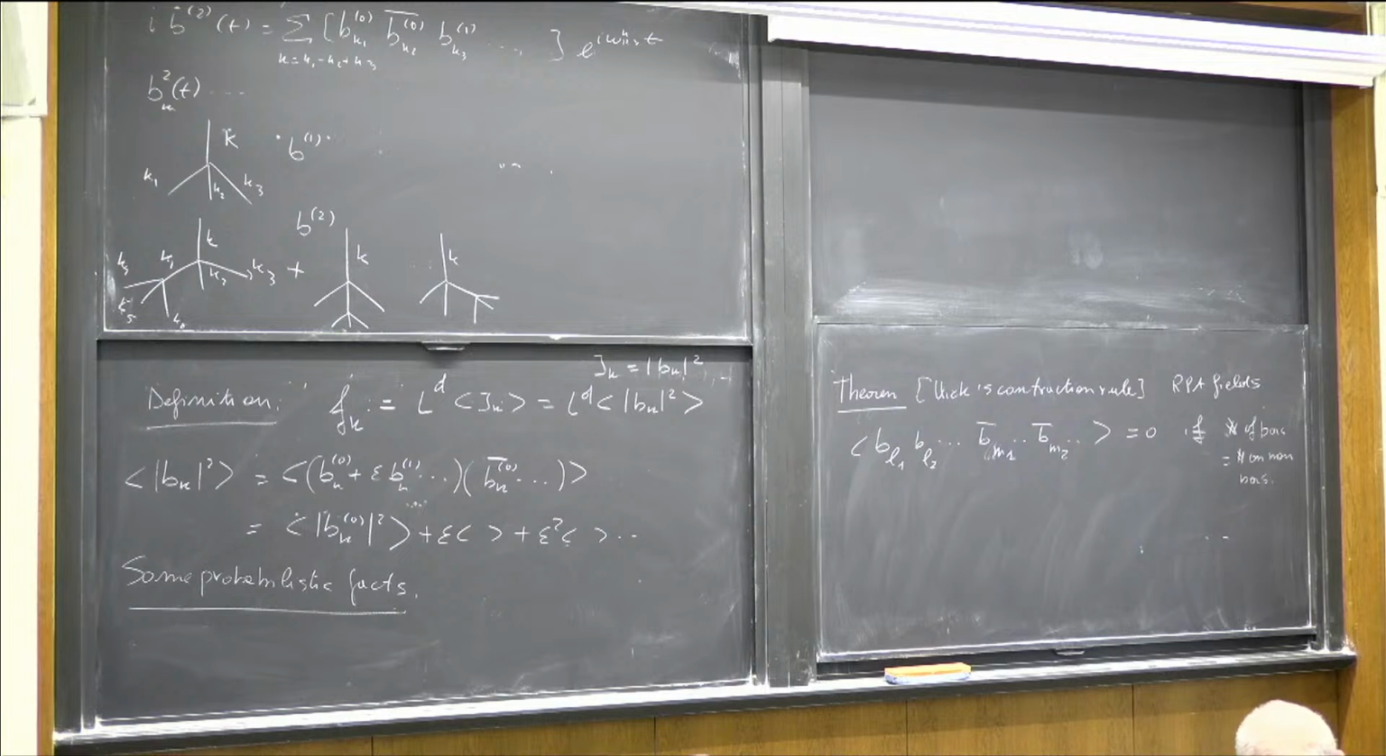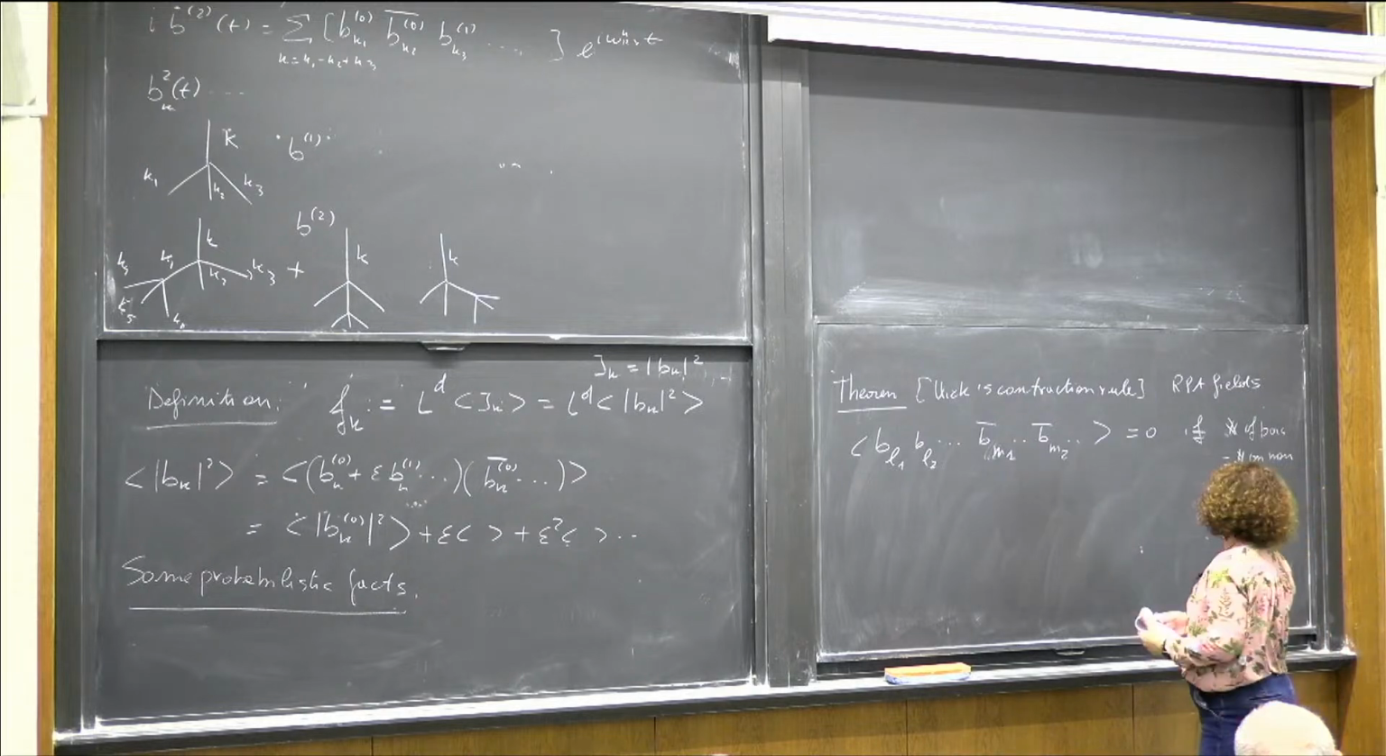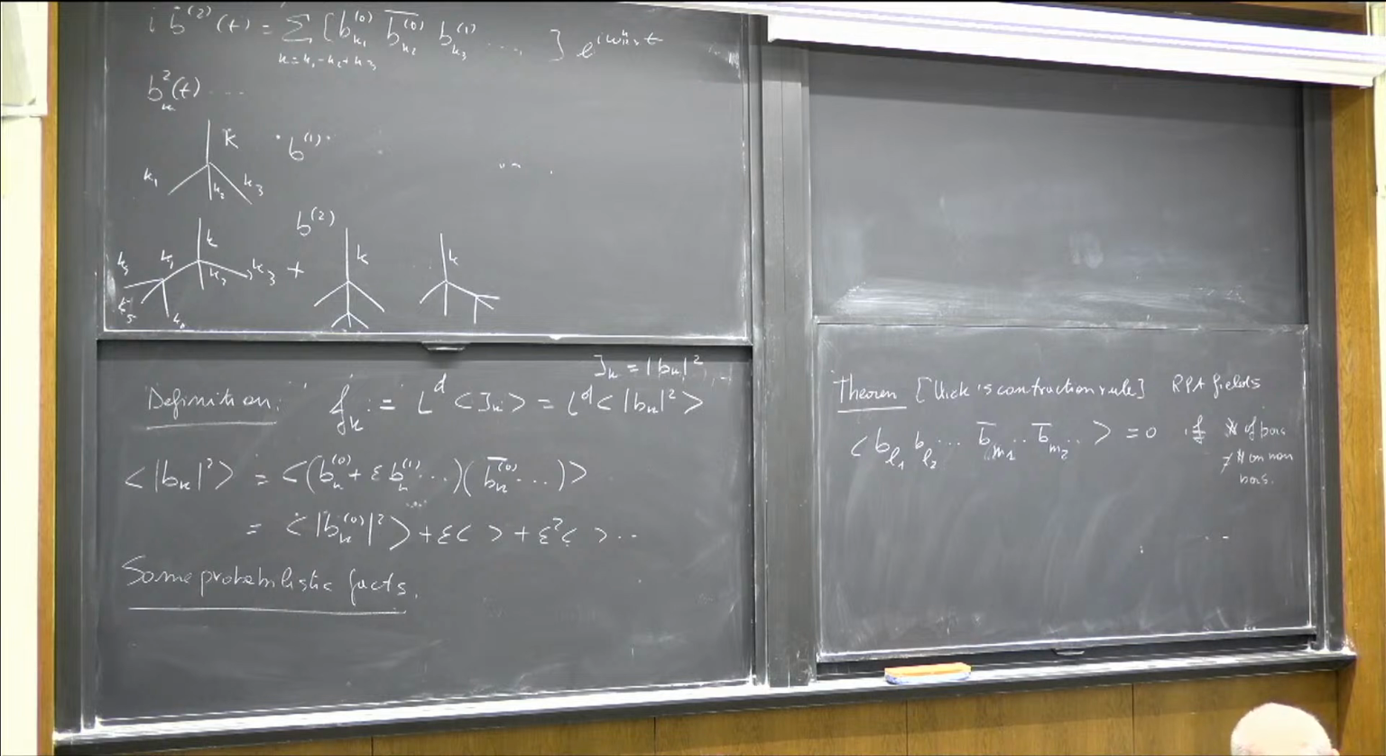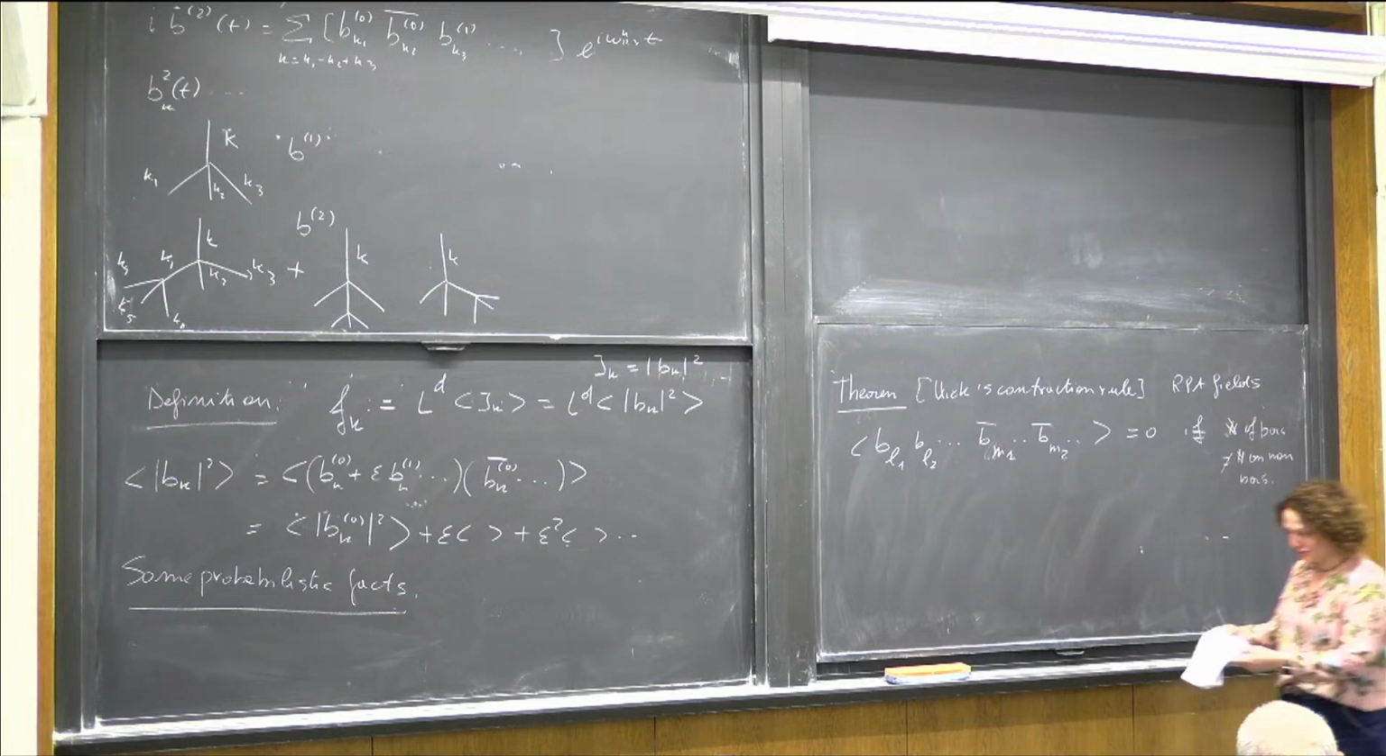It's not equal. The number of bars is not equal. And this doesn't assume Gaussianity. Gaussianity will give you more precise information. This is just with RPA. It's just the fact that the phases are independent. So this is one thing that is used in here.